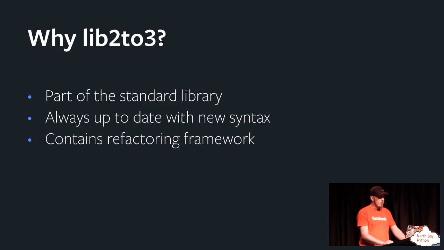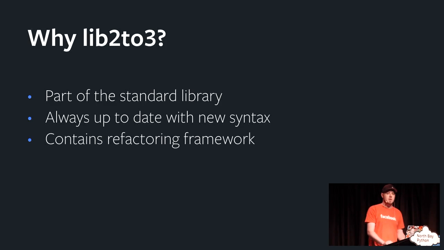But the main reason that we like to use lib2to3 is that, because it's part of the standard library, it'll be well maintained and supported going into the future. And when there are changes to the official grammar, lib2to3 is updated immediately. So when f-strings came out, lib2to3 already had support for that, and so we could potentially support it before we were actually using f-strings in production.